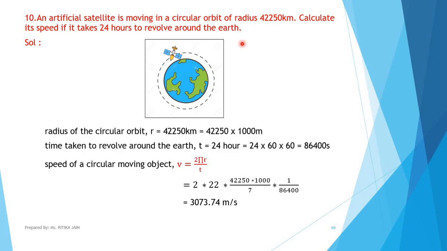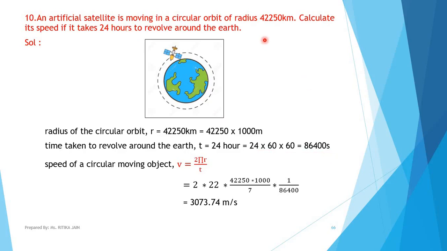So we have to calculate the speed of revolution. Now this question can be solved in two ways. If you do not convert kilometer into meter and hour into second, your speed will be in kilometer per hour. But what I suggest is to convert the units to the SI units of the given physical quantity. So convert the radius into meter, it will give you 42,250 into 1000, and convert 24 hours into seconds, so it will give you 86,400 seconds.